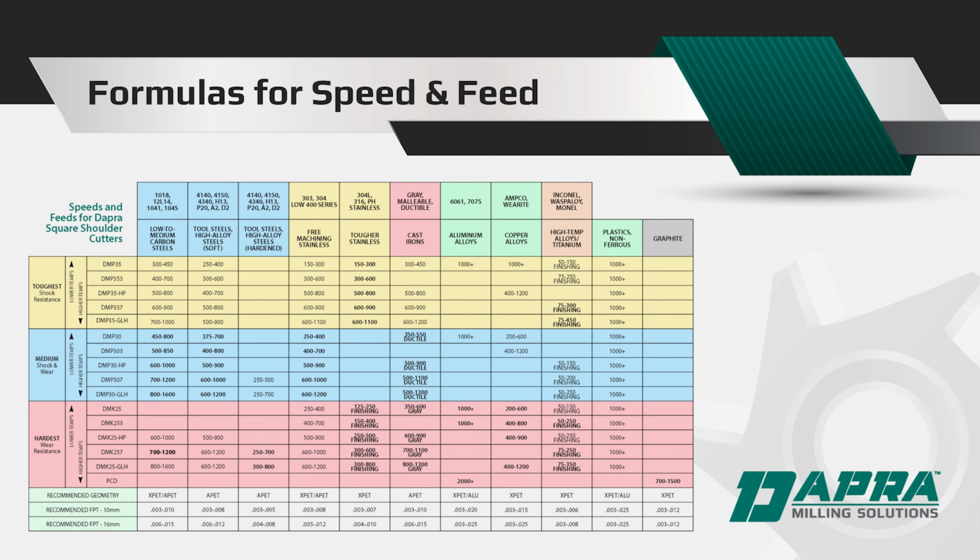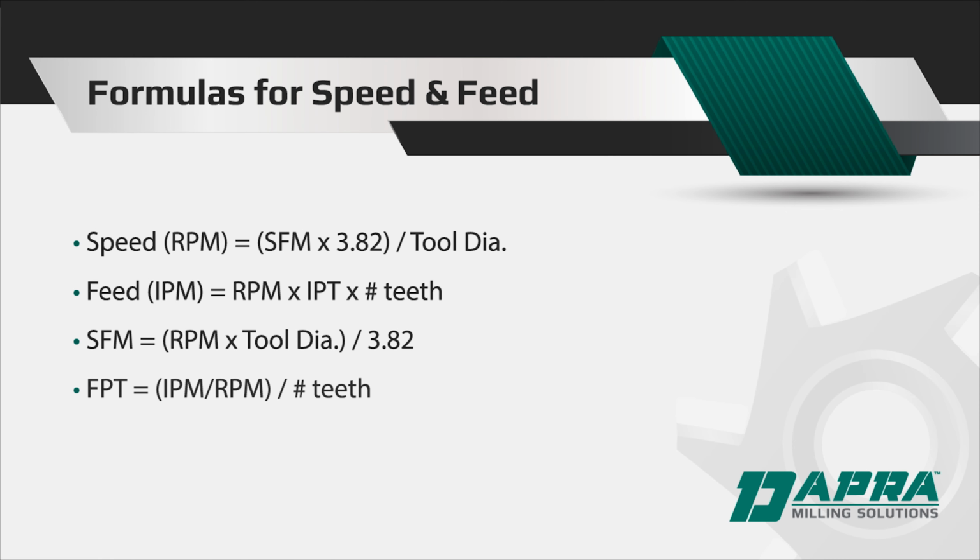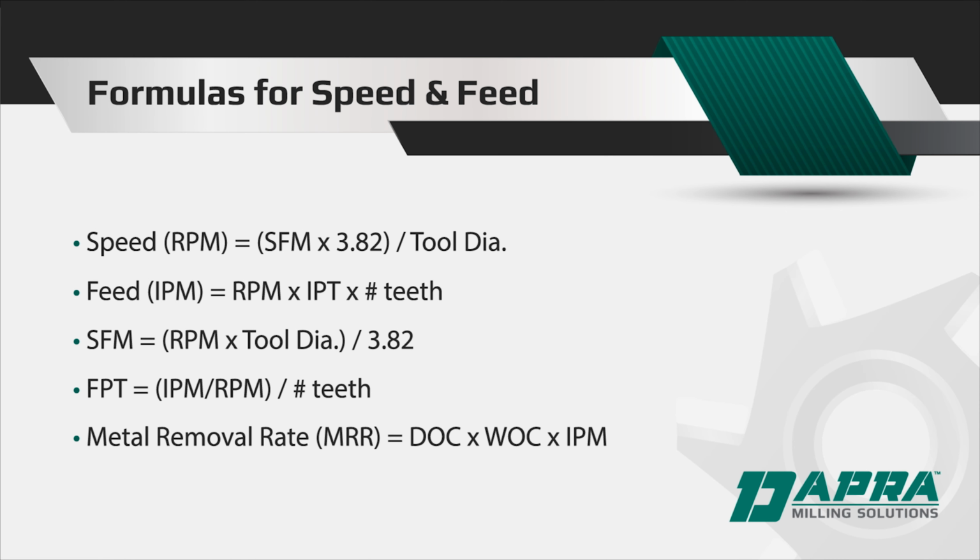doing the calculation digitally. This example of a speed and feed chart shows the recommended surface feet per minute and feet per tooth ranges for a particular insert in tool steel material. So how do we translate these numbers into usable revolutions per minute and inches per minute numbers for our CNC program? Here are the most important and commonly used formulas for calculating speeds and feeds.